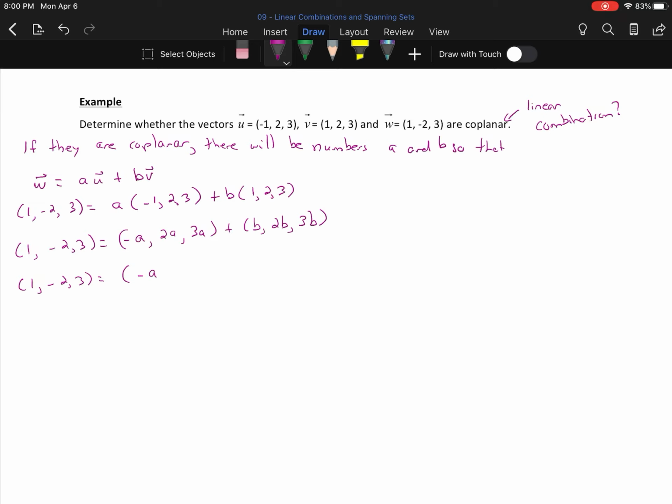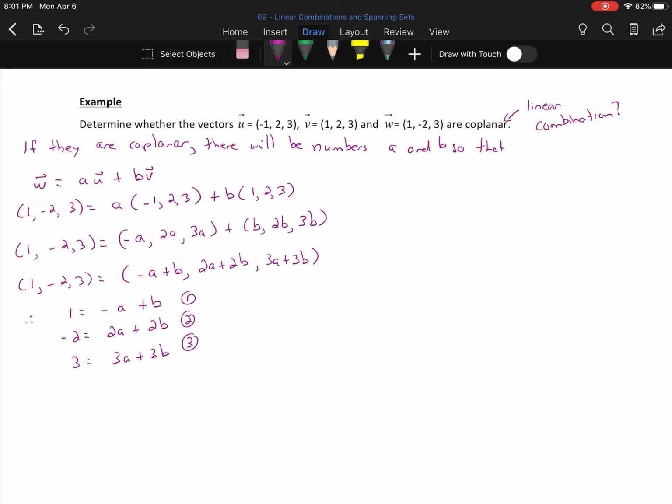And then I combine those vectors on the right-hand side of the equation. I say, okay, x component, negative a plus b. Y component, 2a plus 2b. And z component, 3a plus 3b. And that makes up three equations. Therefore, the x component, the 1, has to come out to negative a plus b. The y component, negative 2, has to come out to 2a plus 2b. I'm just setting the x components, the y components, and the z components equal. 3 equals 3a plus 3b. And what I've got is now three equations.